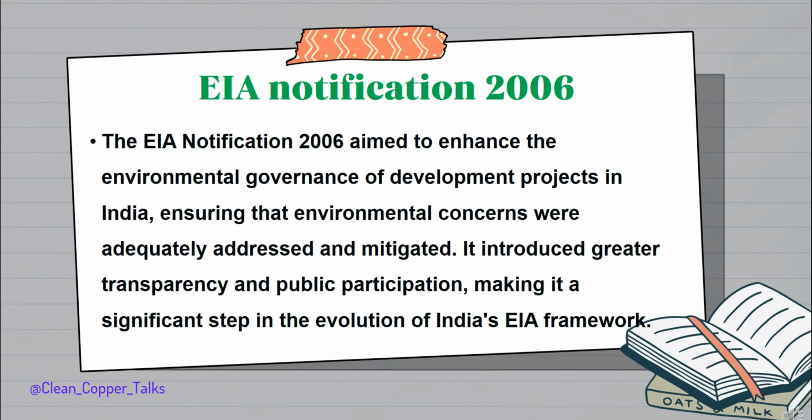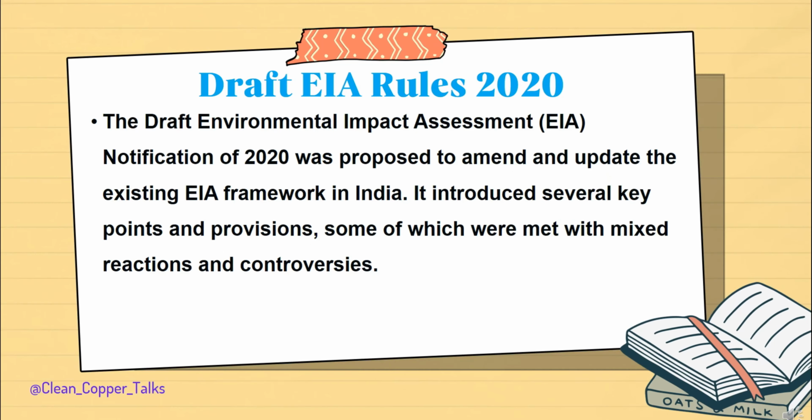The EIA notification 2006 aimed to enhance the environmental governance of development projects in India, ensuring that environmental concerns were adequately addressed and mitigated. It introduced greater transparency and public participation, making it a significant step in the evolution of India's EIA framework. So let's see what are the draft EIA 2020 rules, which faced a lot of criticism and a mixed reaction from people. The draft EIA 2020 rules propose to amend and update the existing EIA 2006 framework in India.